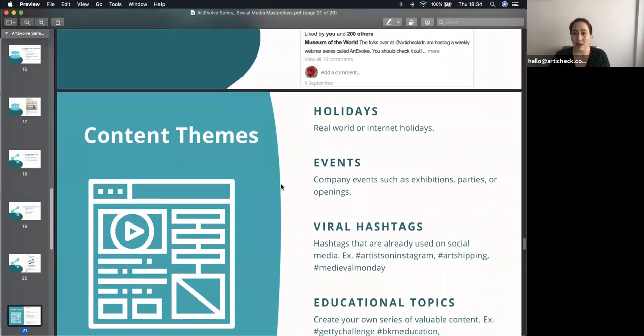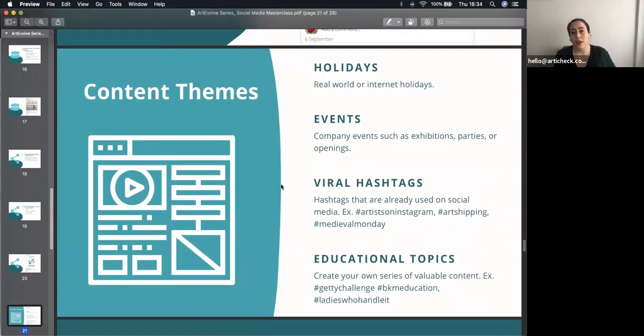Okay, so now we're going to talk about content themes. So, all of these different types of content are really great, and they're a really easy way to organize and categorize the content that you're creating. But you're still thinking about your content as individual posts. You don't need to do that. It is too labor intensive, too time intensive, too energy intensive. The way that you should be thinking about content is in themes, okay?